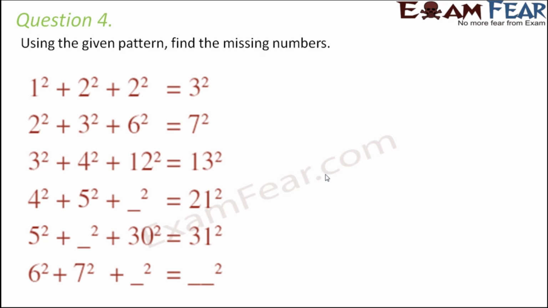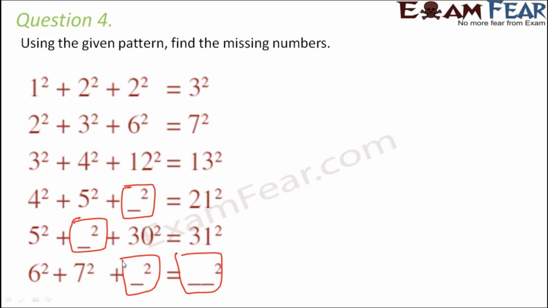Question number 4. Using the given pattern, find the missing numbers. So if you look at this pattern, you have some gaps at certain places. Like you have a gap here, you have a gap here, you have a gap here, and also a gap here. So you need to fill these gaps. Here, if we observe it carefully, we would see some pattern. So let's observe the pattern. What do we see here? 1 square plus 2 square plus 2 square is 3 square. Then 2 square plus 3 square plus 6 square is 7 square, and so on.